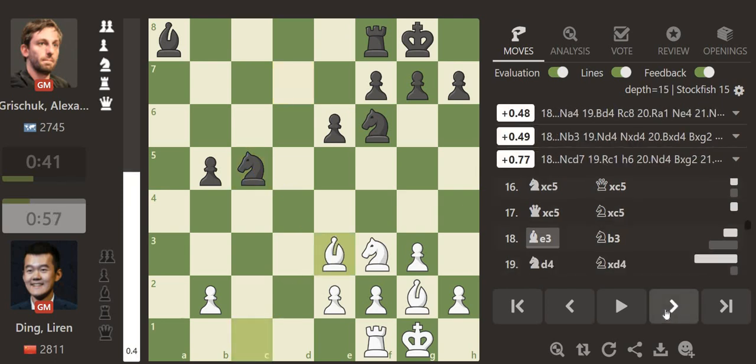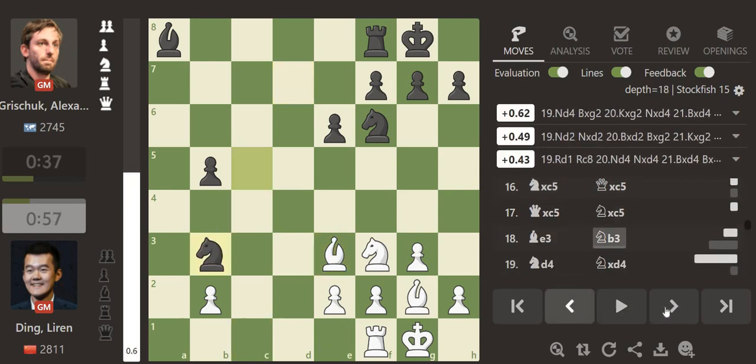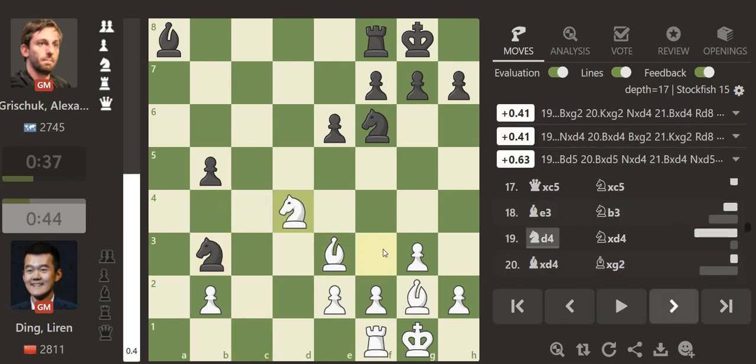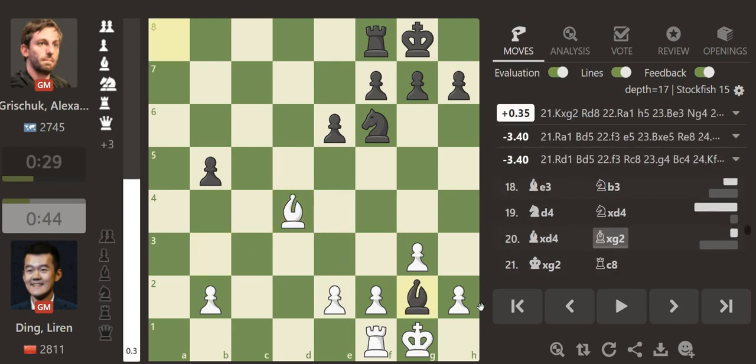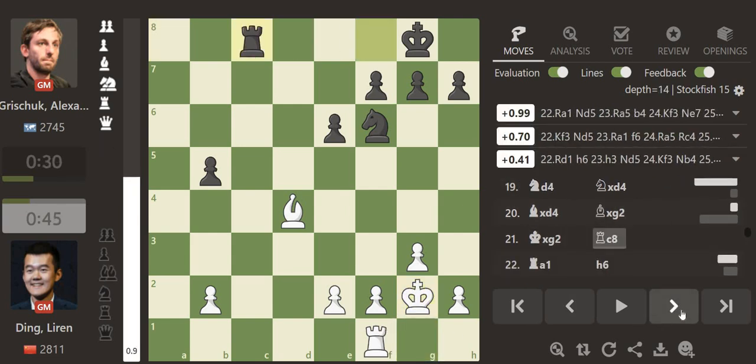And that's what Deng Liren did. And now we have knight here to b3, and now we have d4. So what Deng Liren wants is a trade, and we have that. And now we have this captured knight, and now the king goes up and captures the bishop. So it's just a series of trades.